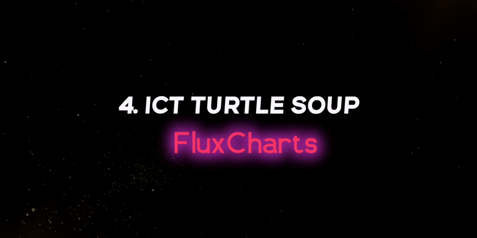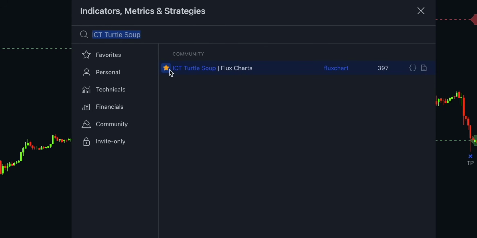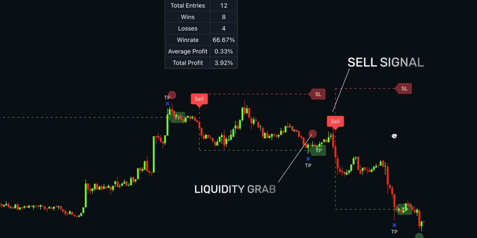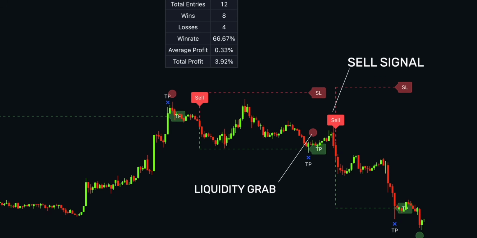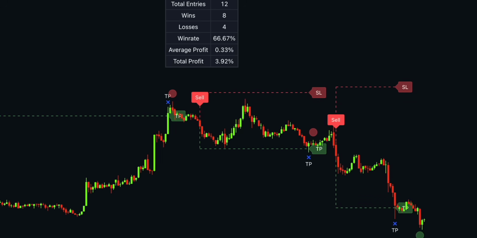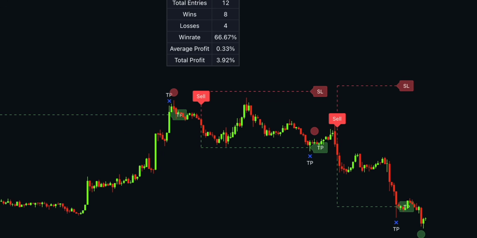This amazing indicator is called ICT Turtle Soup by Flux Charts. For those of you who like simplified trading, this tool is a must-have. This indicator's buy and sell signals are based on liquidity grabs and market structure. It uses higher time frames for entry confirmations. This indicator is an all-in-one suite for ICT's Turtle Soup concept.